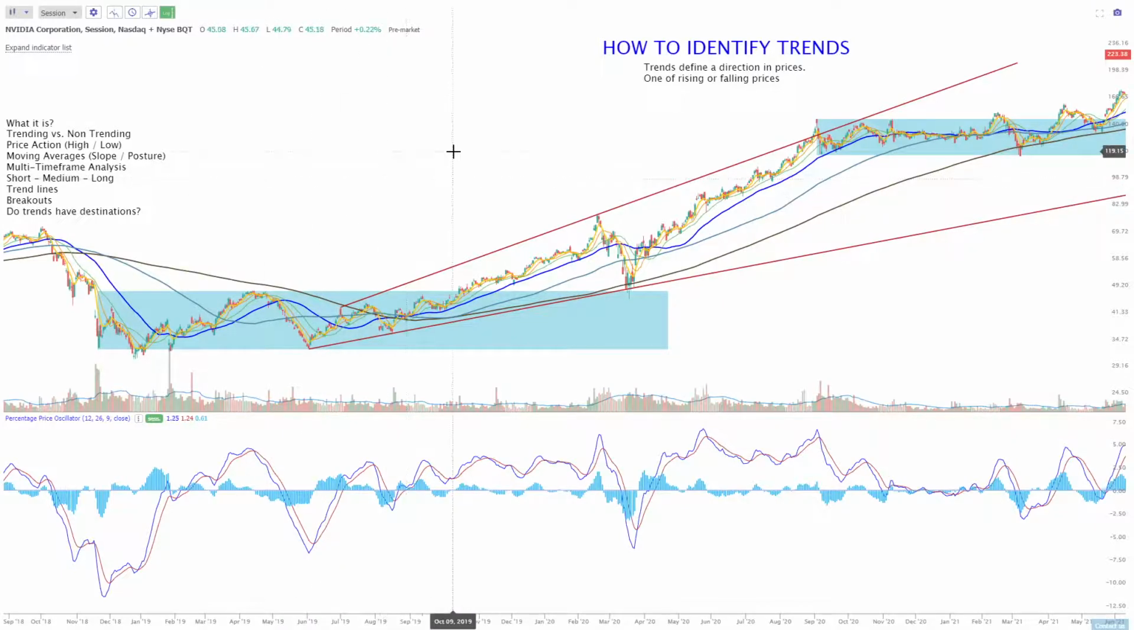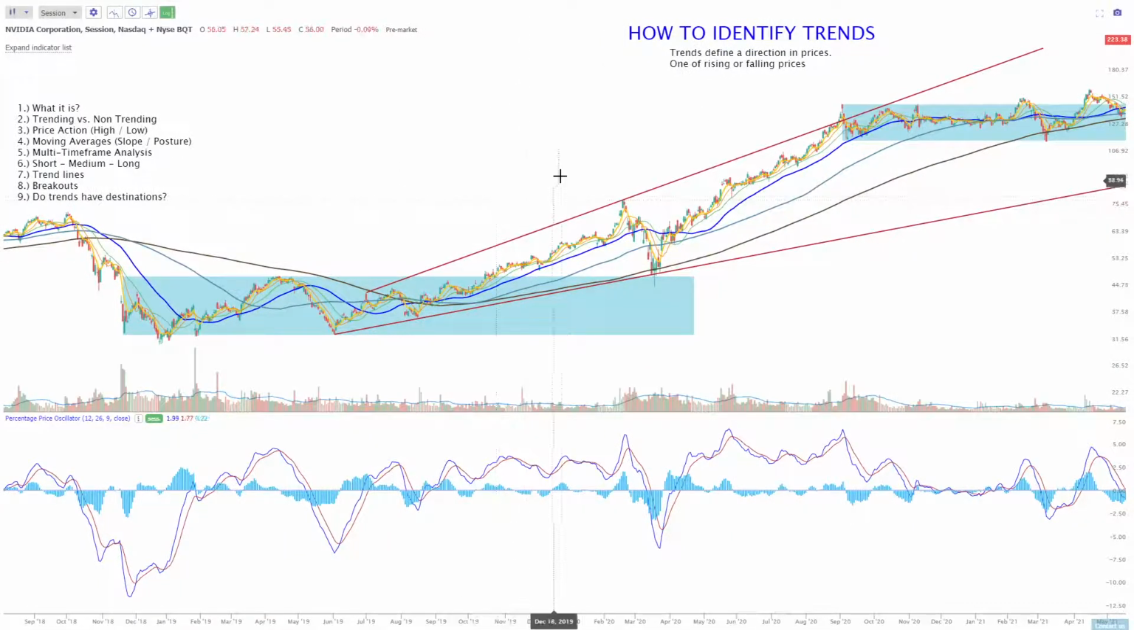Do trends have destinations? Not is the price going to rise to some level and then stop, but more or less when a correction starts, when we go from trending to no longer trending. This point here, this point here, this point here. When we do that, does the market have a destination in mind? And I think the answer is yes. And a lot of the time that's driven by mean reversion. But yeah, that's pretty much what I had to discuss in this video.